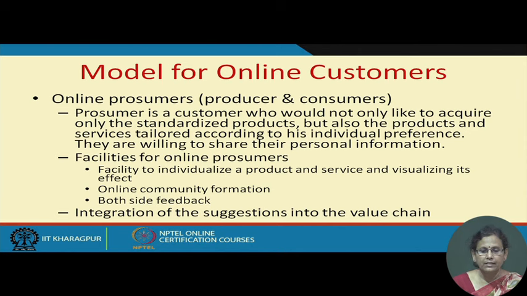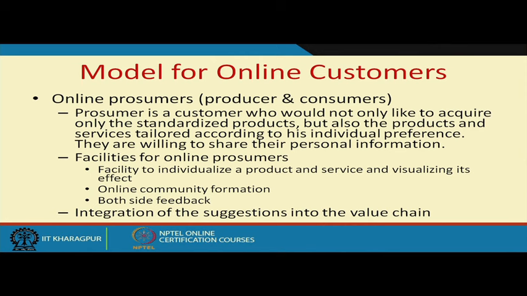Then you can create an online community where people will be giving suggestions, and later on you can use these suggestions in your value chain. You can have the facility for two-sided feedback, you can become interactive, you can get ideas from the customer, and you can help them improvise the product. So, in this process, the ideas coming out of the users you can use to build their individualized product.